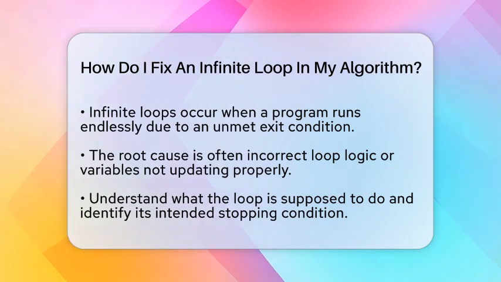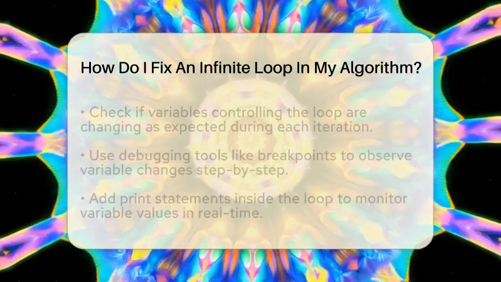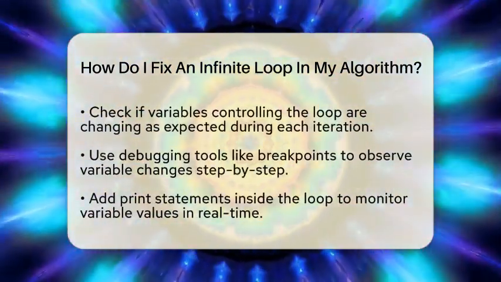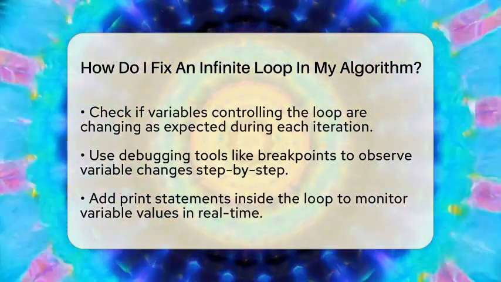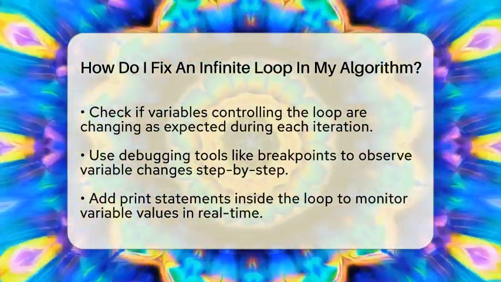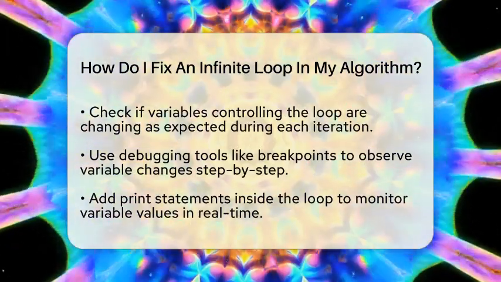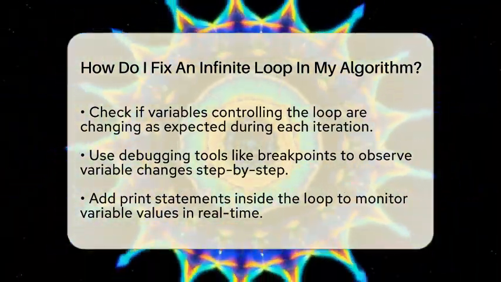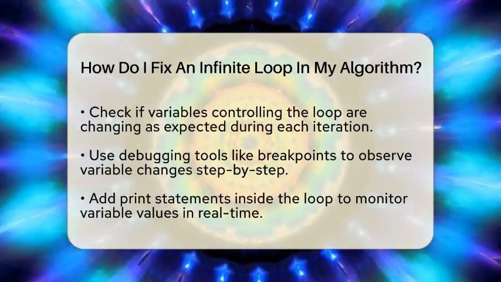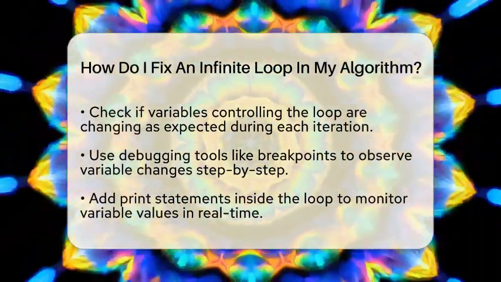Common causes include the loop condition always being true because of incorrect logic, or the variables controlling the loop not updating properly. Use debugging tools to step through your code. Set breakpoints at the start of the loop and watch how the variables change with each iteration. If the variables stay the same or the condition never becomes false, you've found your problem.